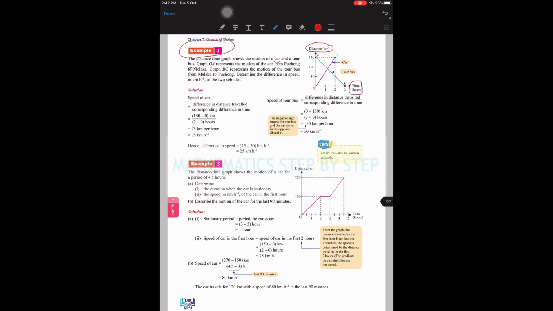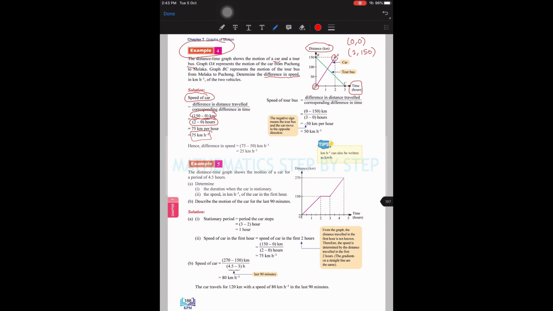So we know that speed is equal to distance over time, okay? What we are going to find now is the speed of the car and then we'll find the speed of the tour bus and then we'll subtract, okay? So the speed of the car, we'll get the gradient for the pink color line first, okay? So we have 2 points. First is the origin, 0, 0. Another point is here, which is 150, okay? So we will find the gradient now. 150 minus 0 km divided by 2 minus 0 hours. So we get 75 km per hour. This is the speed of the car.